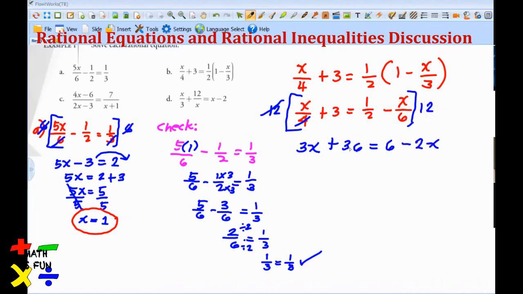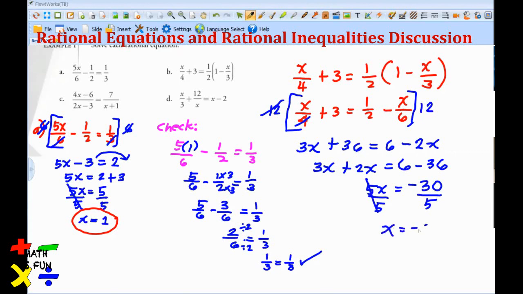And then let's combine like terms. So 3x, the 2x will go to the left. It will become 3x plus 2x is equal to 6 minus 36. So 3x plus 2x will give you 5x. 6 minus 36 will give you negative 30. So we will divide both sides by 5. So x is equal to negative 6. I'll give you time to copy first.